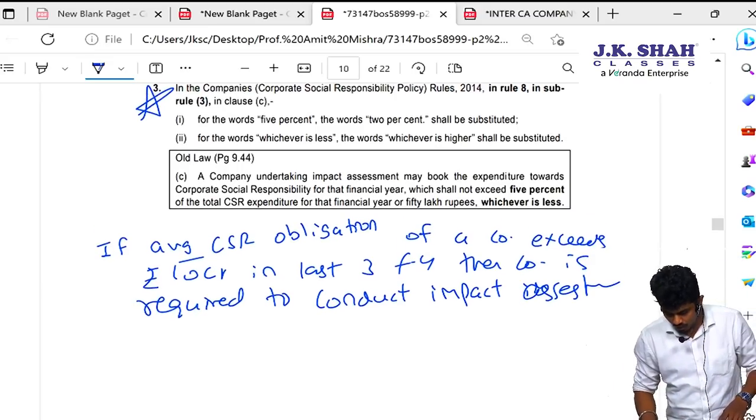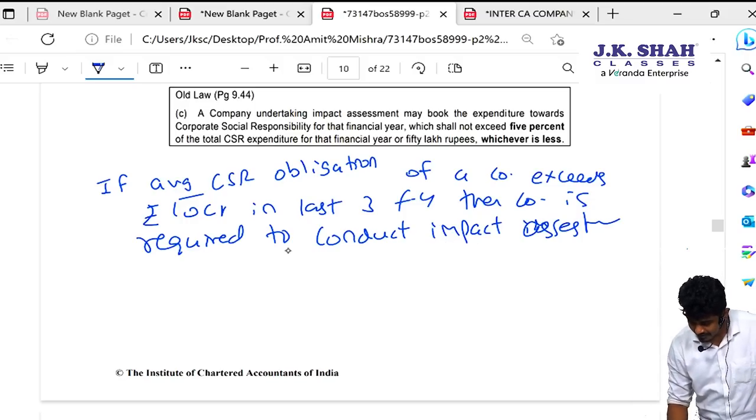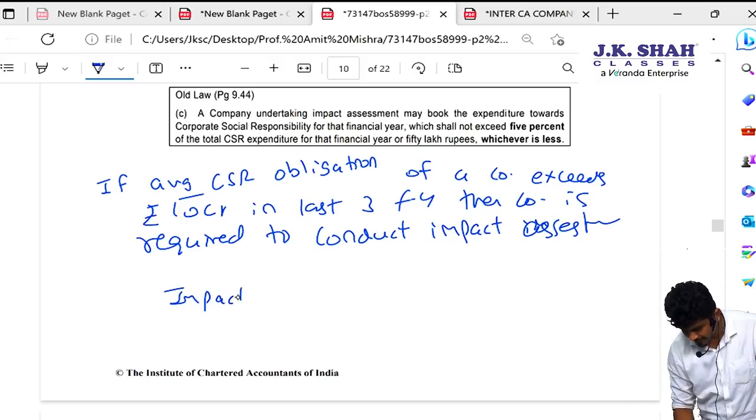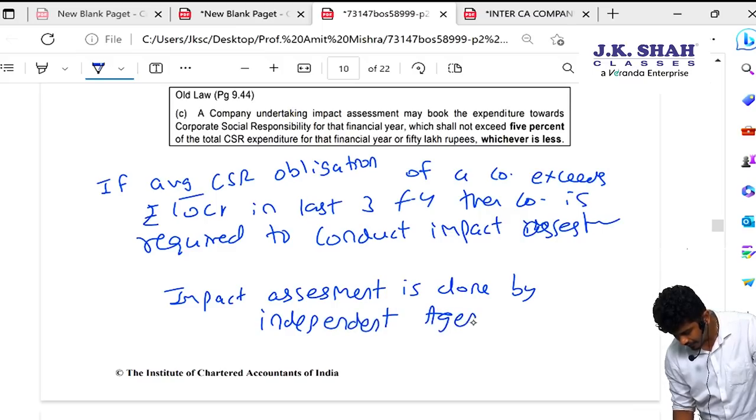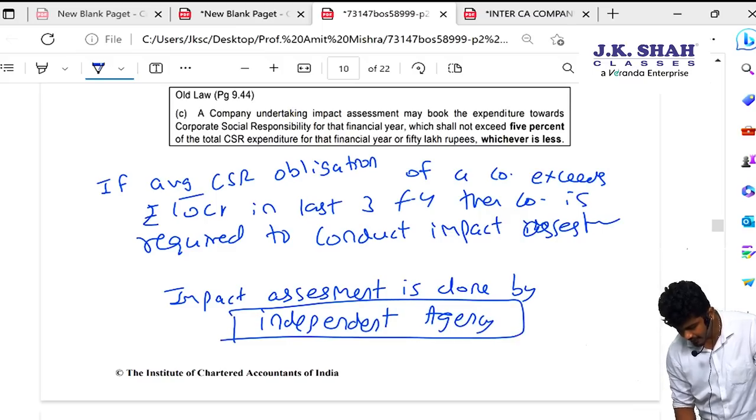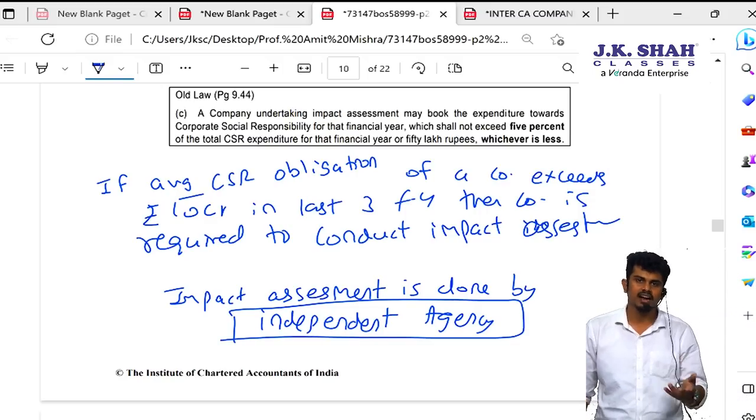So now, what is the amendment over here is that impact assessment is done by an independent agency, correct? So now that independent agency will not work for free, they will charge some fees.